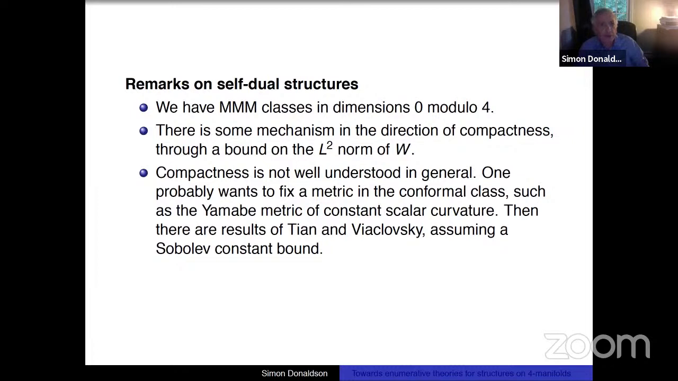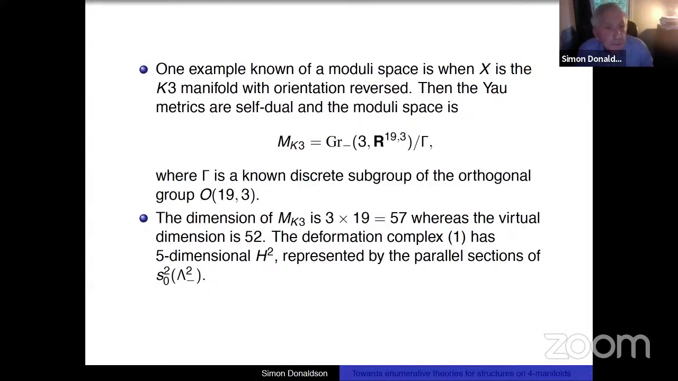Okay, I'll just go a bit quickly through it. There are a few examples known, one of which is when we take X to be a K3 manifold, the manifold underlying a K3 surface, but take the opposite of the standard orientation with the conventions we have. But then the Yau metrics, the Calabi-Yau metrics, are self-dual. We know the moduli space from the Torelli theorem.